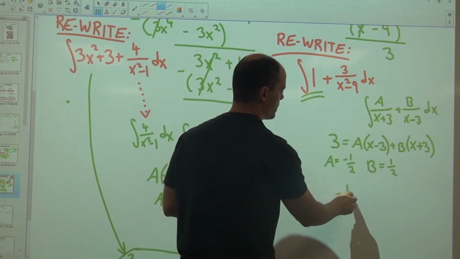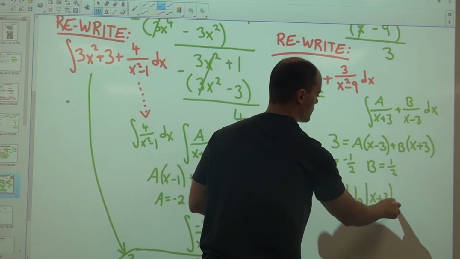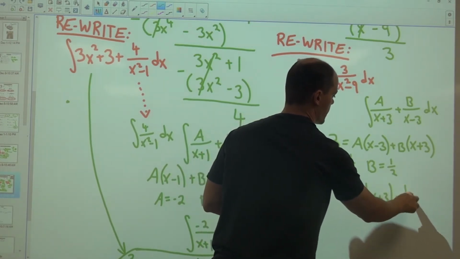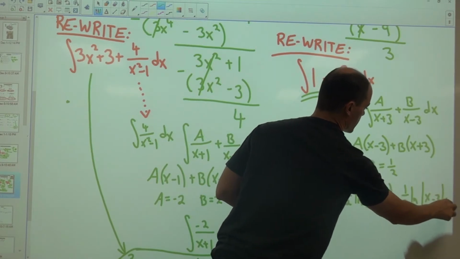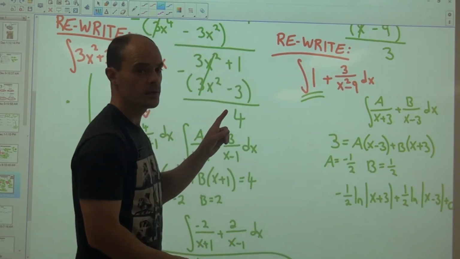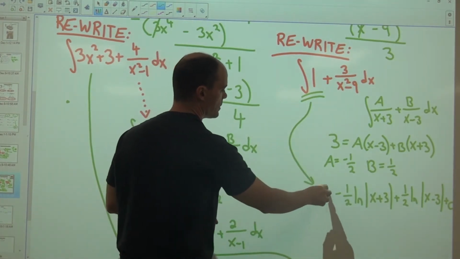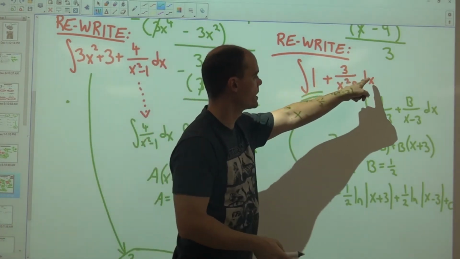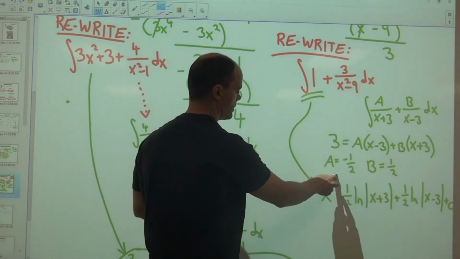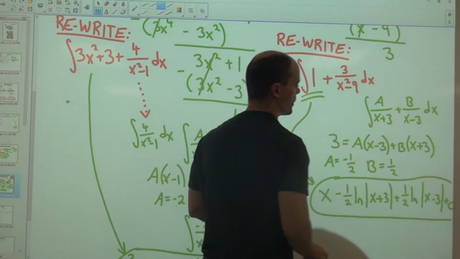I'll jump right to my ln. ln of x plus 3. b is positive half, ln of x minus 3. Don't forget the plus c. And, very cautious, but don't forget your whole number term. The antiderivative of 1 dx is x. And there is our final answer right there.